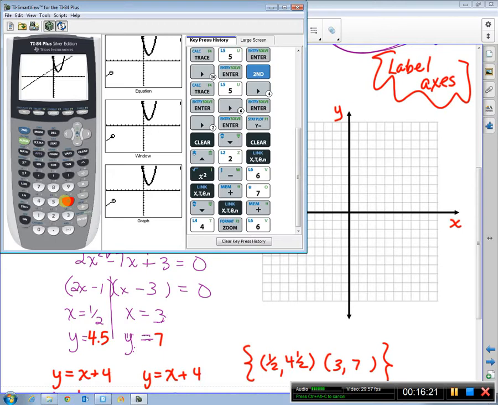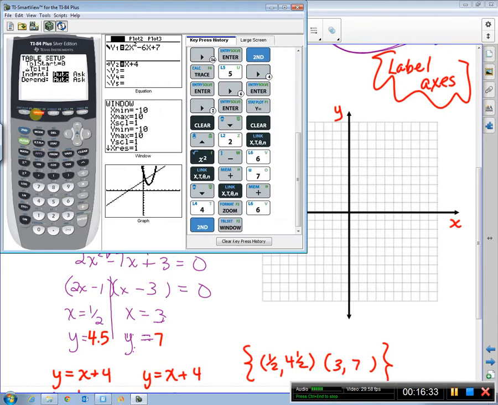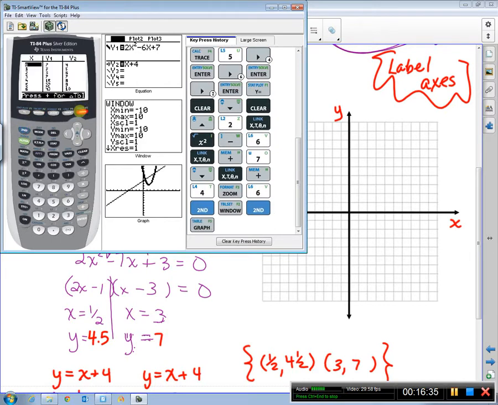If I wanted to check it graphically, I could go in and second trace, intersect. But what I want to do here is actually transfer these graphs. So you might want to set a nice table and then check out your table. And let's plot some points.